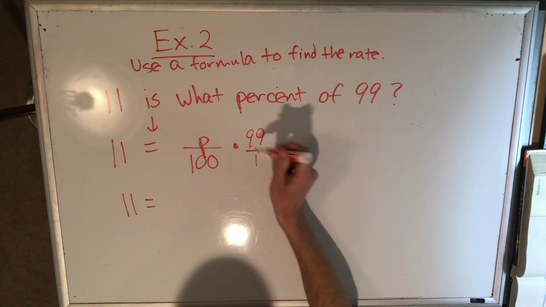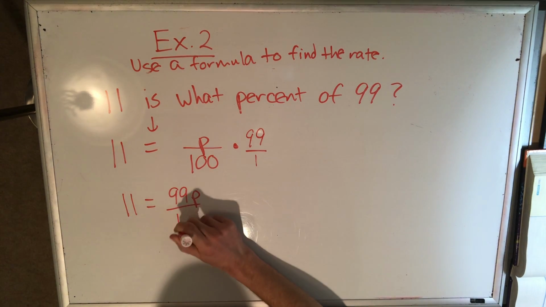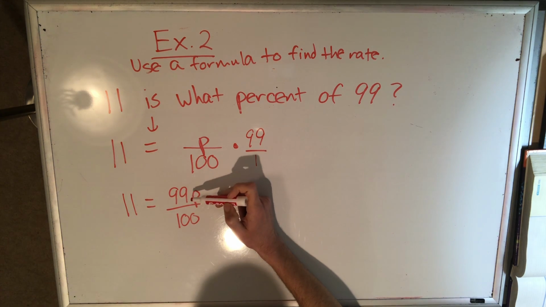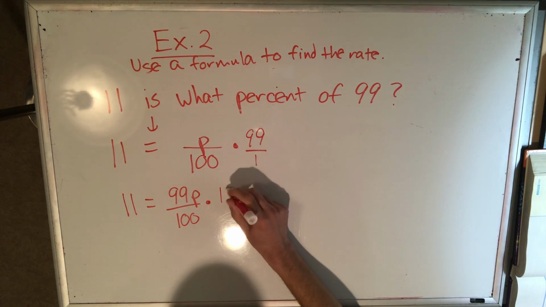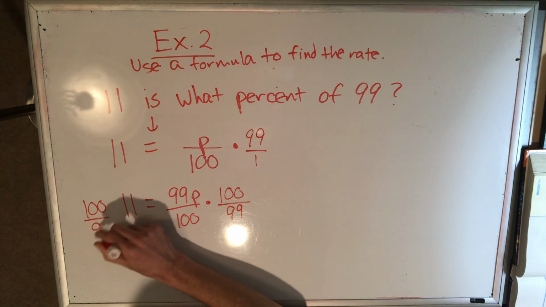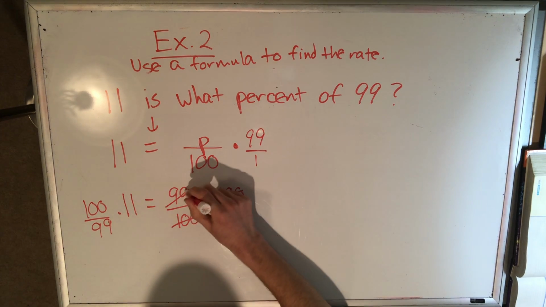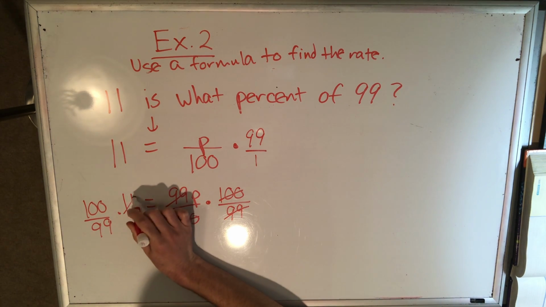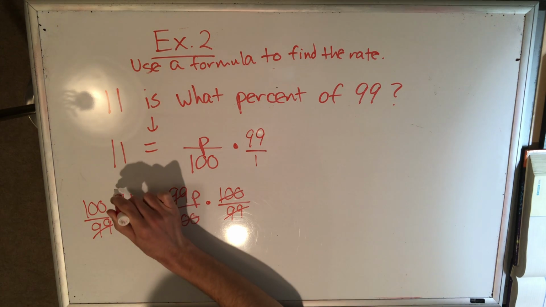Multiplying the top numbers, p times 99 is 99p. Multiplying the bottom numbers, 100 times 1 is 100. Anytime you want to get rid of a fraction multiplying a variable, you can multiply each side by the reciprocal of the fraction flipped upside down. So 100 on top cancels out with 100 on the bottom, and 99 on top with 99 on the bottom when multiplying. You can cancel out 11 on top with 99 on the bottom, because each can be divided by 11 to get 1 and 9.